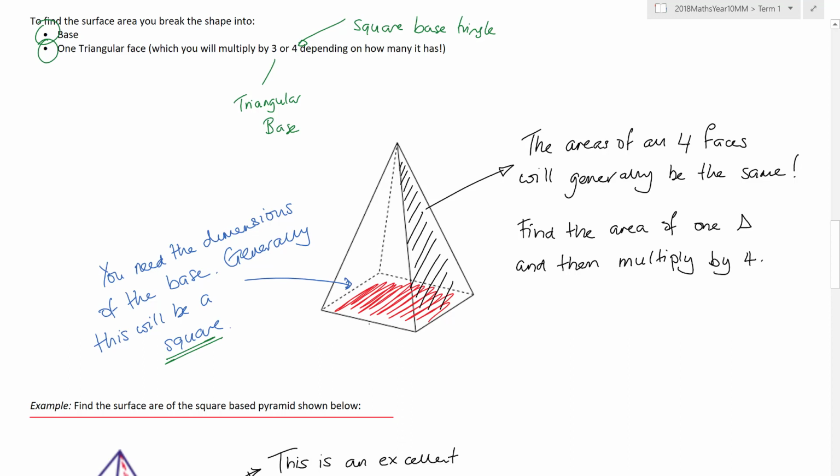If it's a square, and I do these little marks on there, they only have to give you one measurement, 10 centimeters. I then know that the base would be 10 times 10 or 100 centimeters squared. Likewise, the area of all 4 faces will generally be the same. So you find the area of just one triangle and multiply it by 4 or 3 depending.